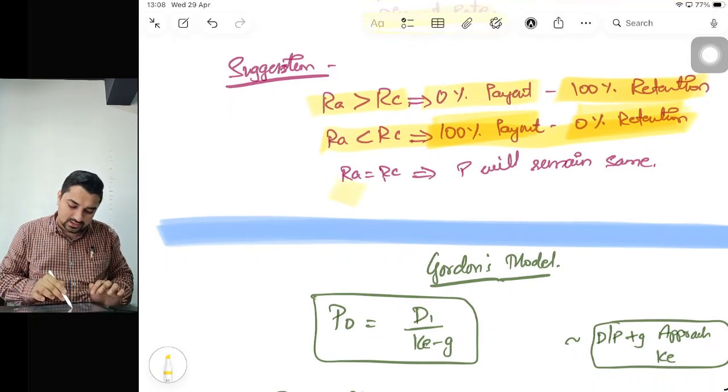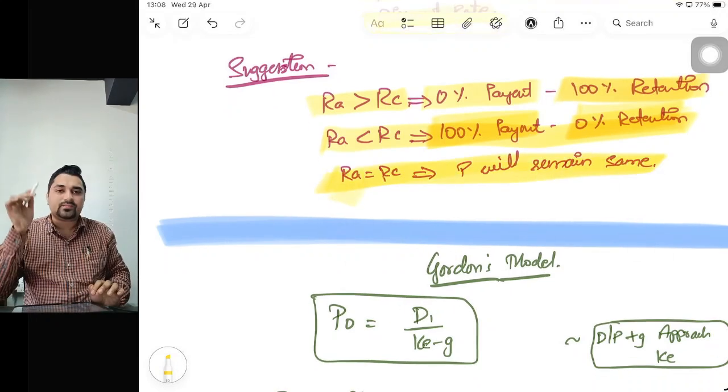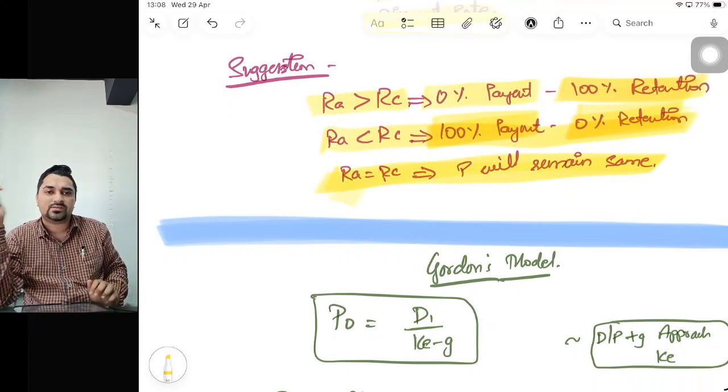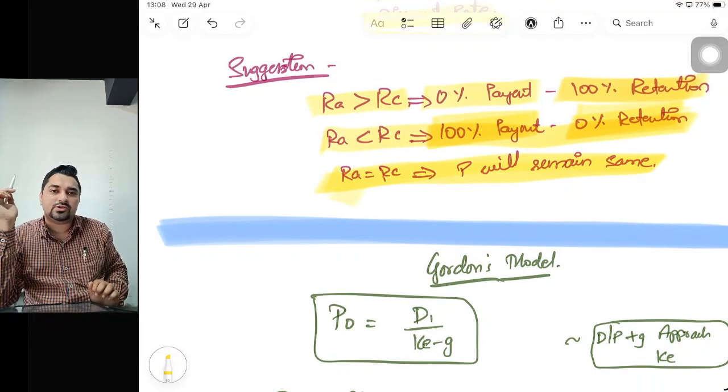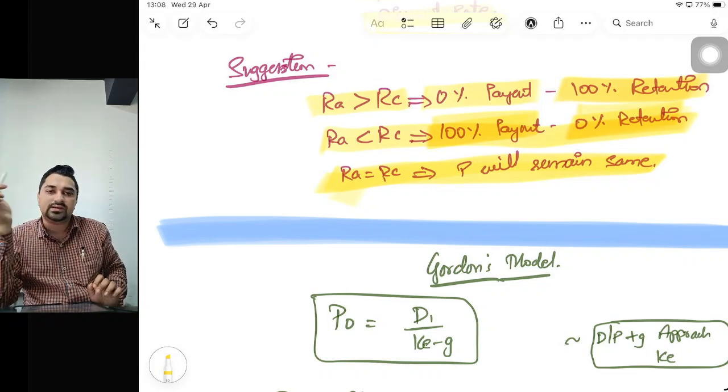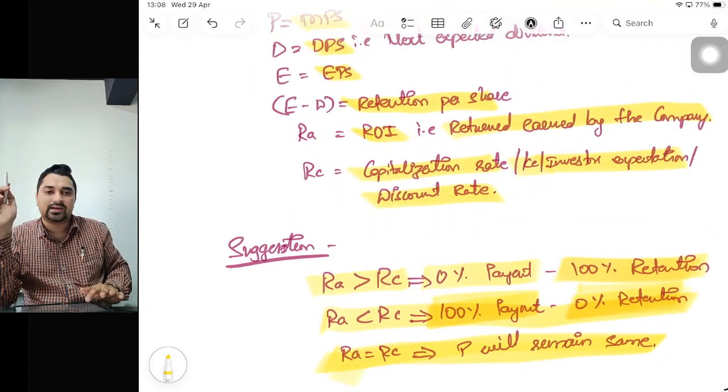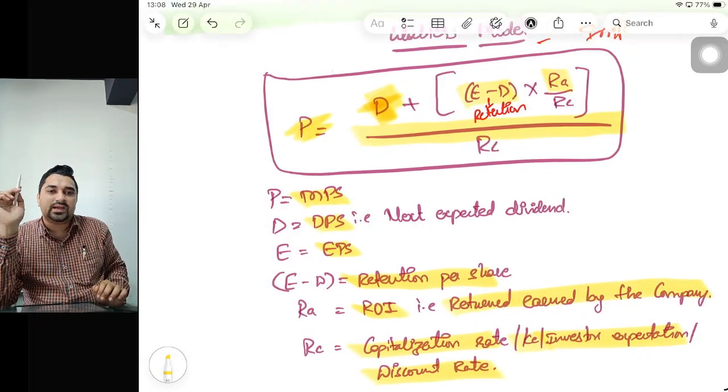Yes. What if I am also earning 15% and the market is also earning 15%? In that case, your price per share will be the same. Whether you give dividend or you don't give dividend, it will be the same. So again, to sum up, what is the calculation? How do you calculate market price per share as per Walter? The formula is P equal to D plus E minus D into RA by RC, the whole divided by RC.